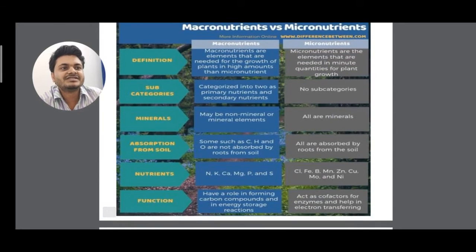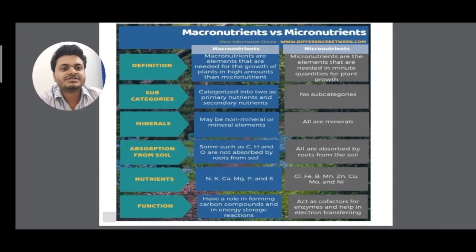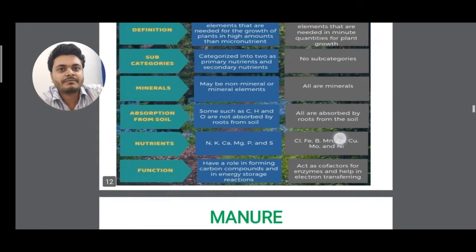So these are the differences between macro and micronutrients. You go through it, clear. Like I've said of different functions, the function of macronutrients is they have a role in forming carbon compounds and energy storage reactions. And under functions of micronutrients, it acts as a cofactor for enzymes and helps in electron transferring. So you go through this. I have given a very nice comparison.